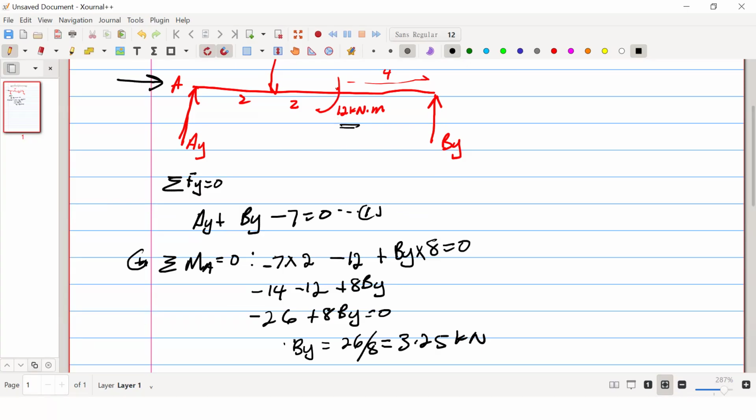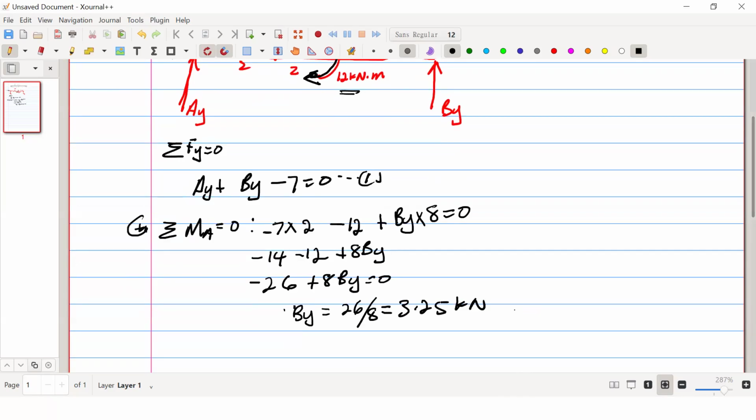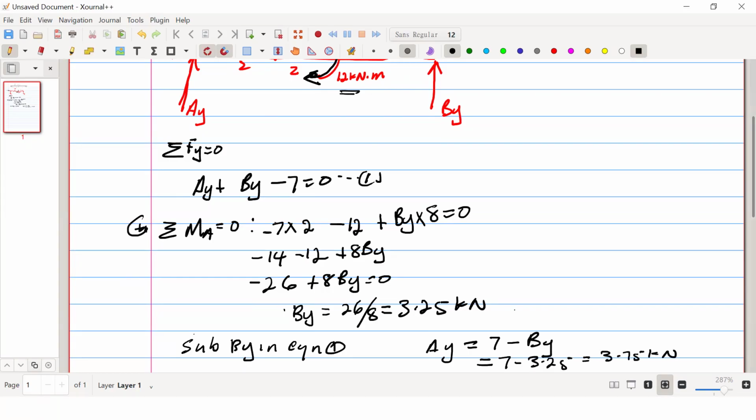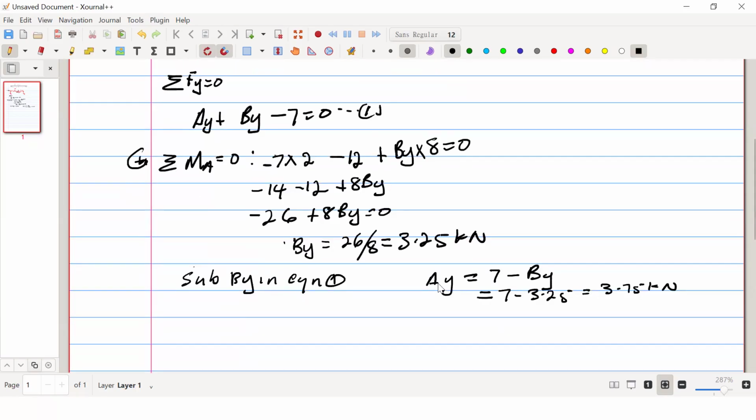Right? So you see what is important. This bending moment that you have here, you cannot ignore it. You use it in your bending moment part of the equation. So you get that one, and then you just substitute By in equation 1, and so you will get Ay is going to be equals to what now? 7 minus By. So therefore you get 7 minus 3.25. So that gives you 3.75 kilonewtons, all right? So that's it. So those are important to you.